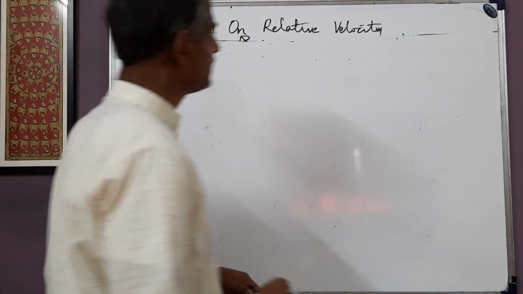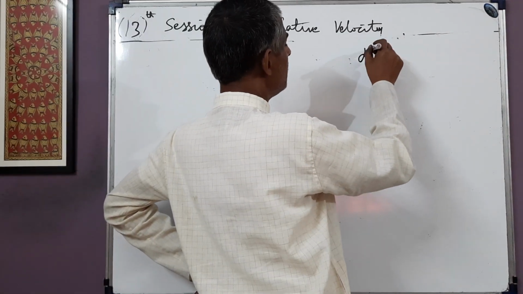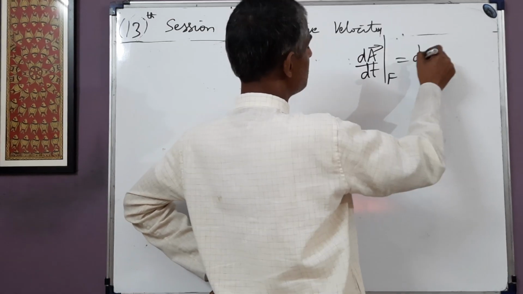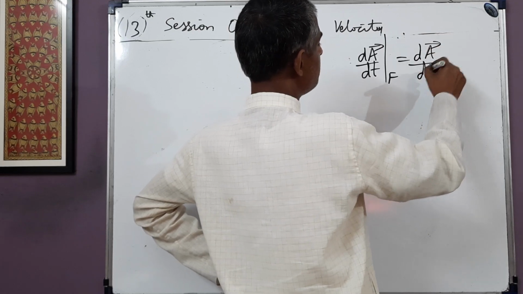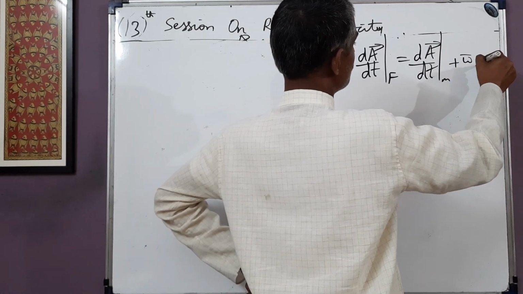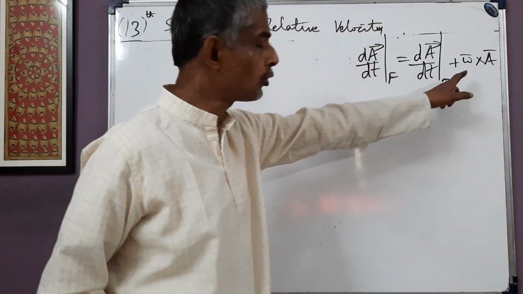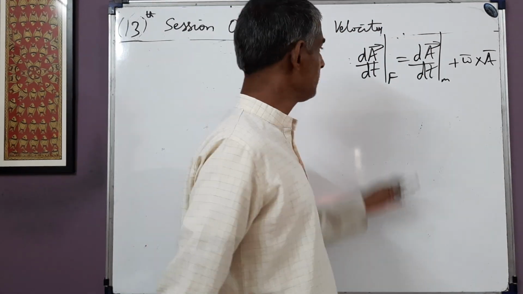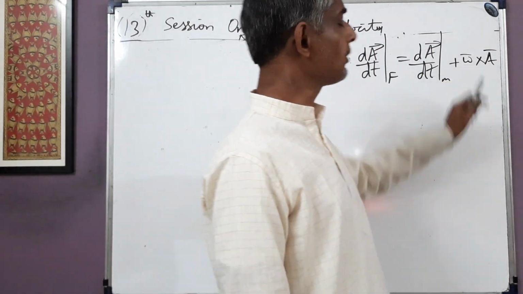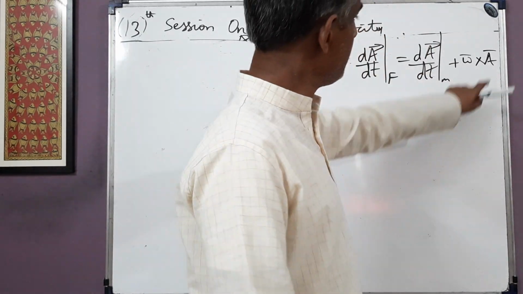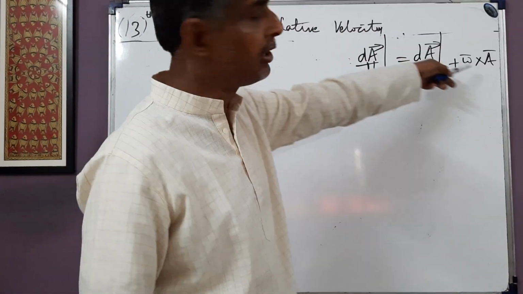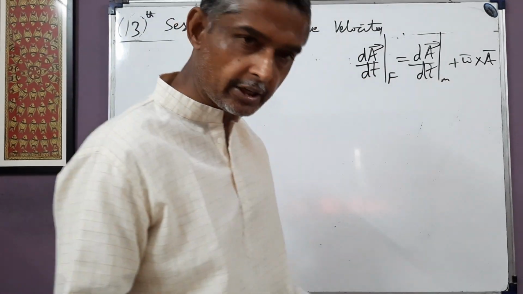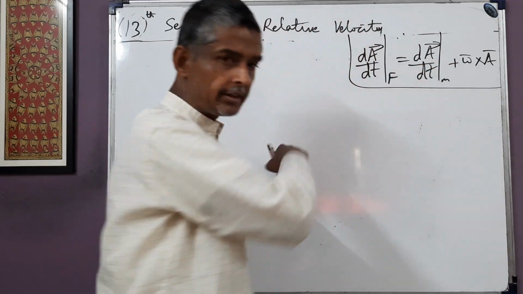For that you should know that in the 10th video it was discussed that for any vector A, dA by dt in frame F is equal to dA by dt in frame M plus omega cross A. The proof of this was given in the 10th video, where A is any arbitrary vector, F and M are two frames, and omega is the angular velocity of M with respect to F. This was fully derived there. You can go through the 10th video for the proof. So now see, this concept will be used here.